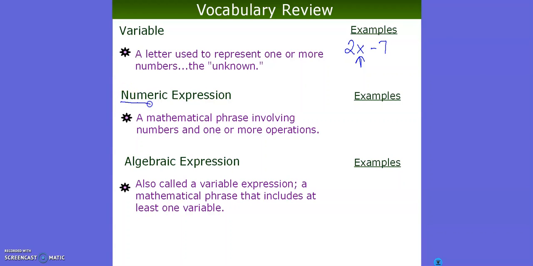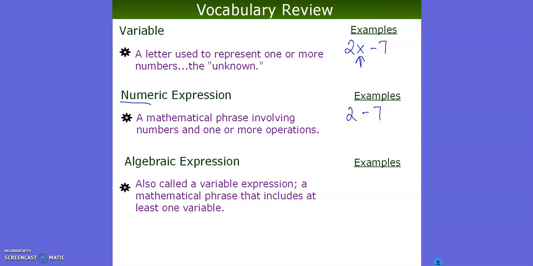Next, we have a numeric expression. The root word is number. So we're talking about an expression that just has numbers in it. An expression is a mathematical phrase involving numbers and one or more operations. So if I had 2 minus 7, this would be a numeric expression. Notice there are no equal signs. It's just a phrase. It's not a complete sentence. So we just have numbers here, and we have one operation of subtraction.